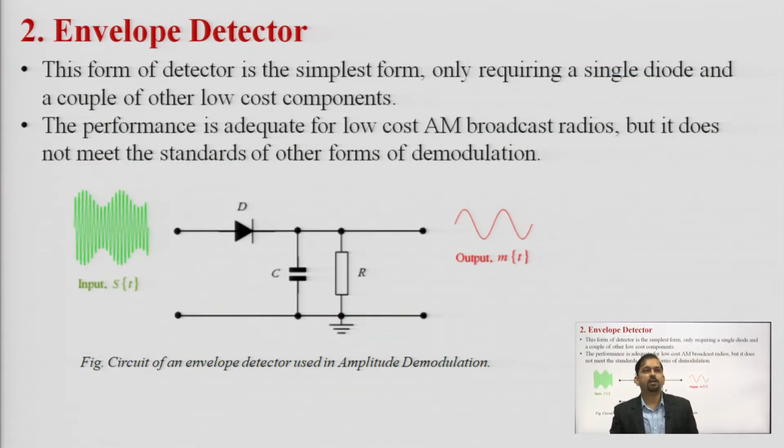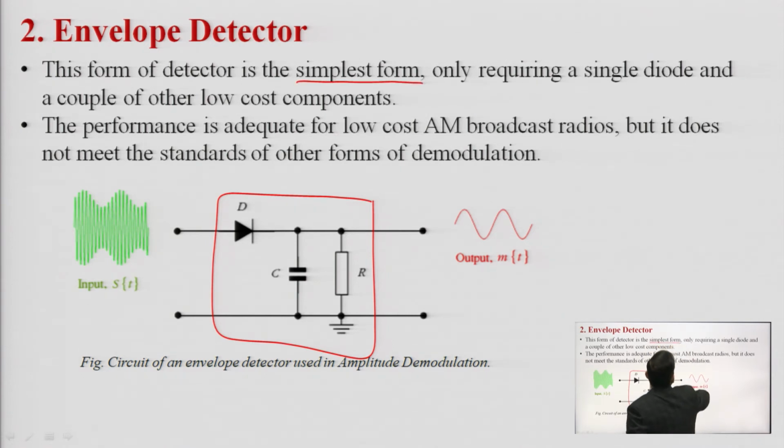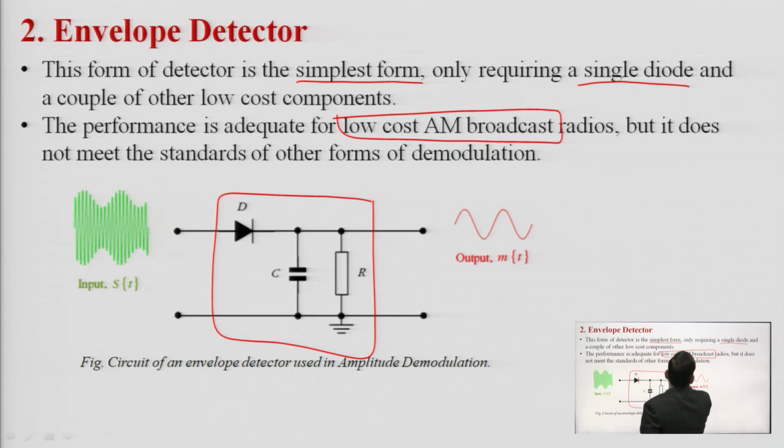Now we have the second technique, called the envelope detector. I think we have already seen this kind of circuit somewhere in clampers. This form of detector is the simplest form. It requires only one diode, one resistor and one capacitor, very low cost components, to detect AM signals. The performance is adequate for low cost AM broadcasting, but it does not meet the standards of other forms of demodulation.